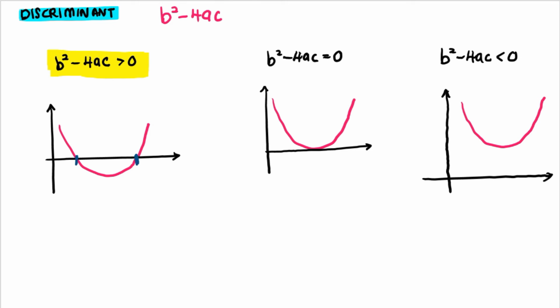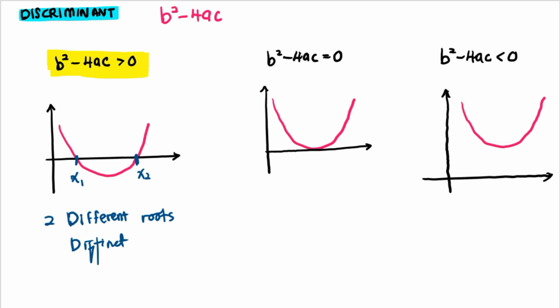The graph will look like this, meaning that we have two roots here. We have root 1, and here is the second root, meaning that when you use factorization or the formula, you get two different answers. So we call this two different roots, or sometimes two distinct roots, because they are unique. Two unique roots.